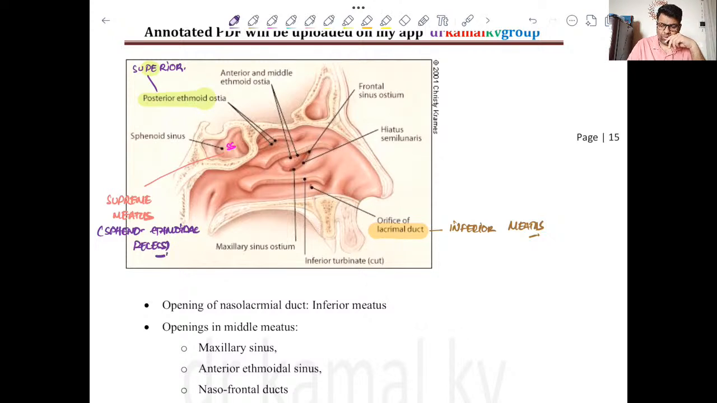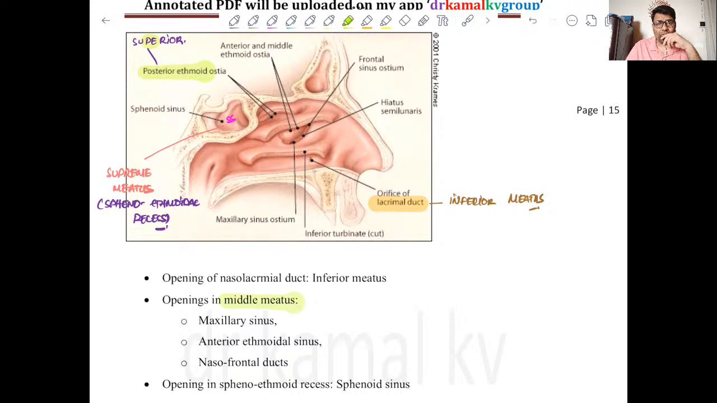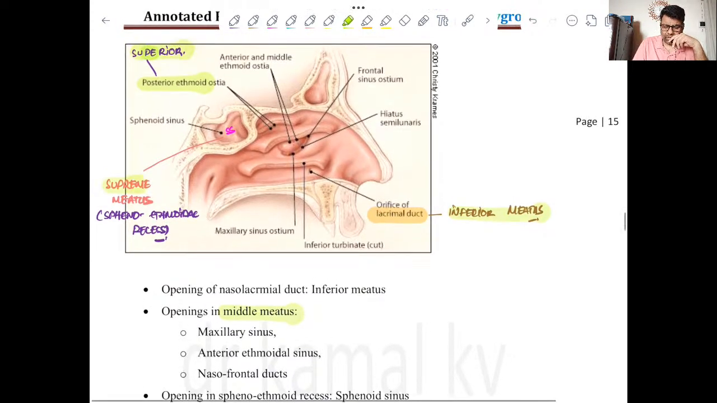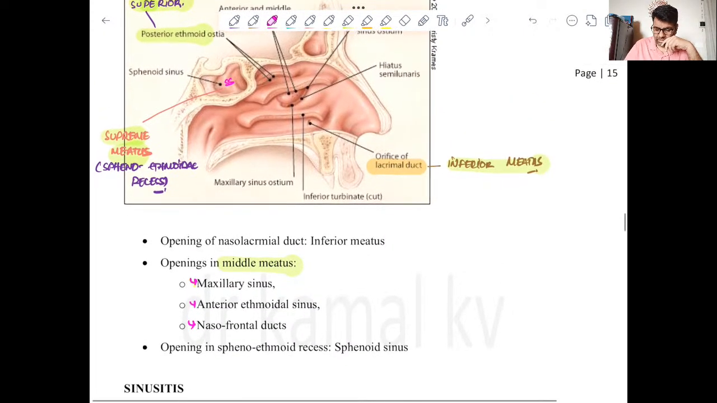Now all the remaining sinuses, they will open in the middle meatus. So if you have a question about opening of sinuses in the lateral wall of the nose, just remember these three, and all the remaining you can put in the middle meatus, right? So it is maxillary sinus, anterior ethmoid sinus, then frontal sinus. Okay, so all they open up in the middle meatus.